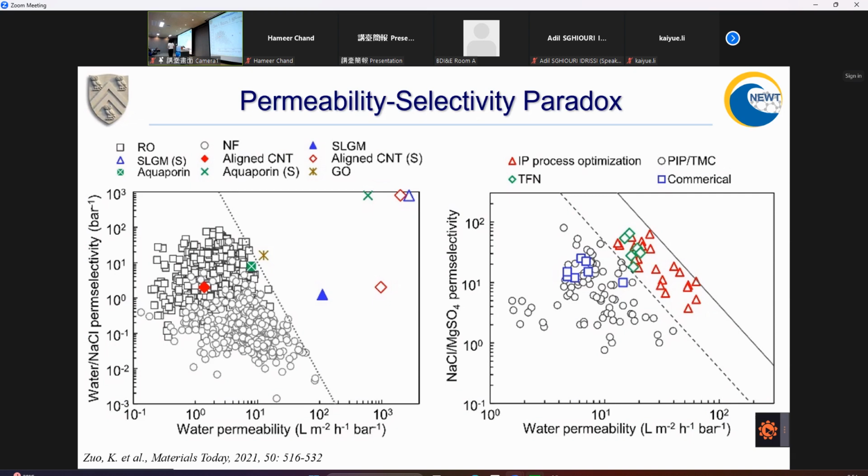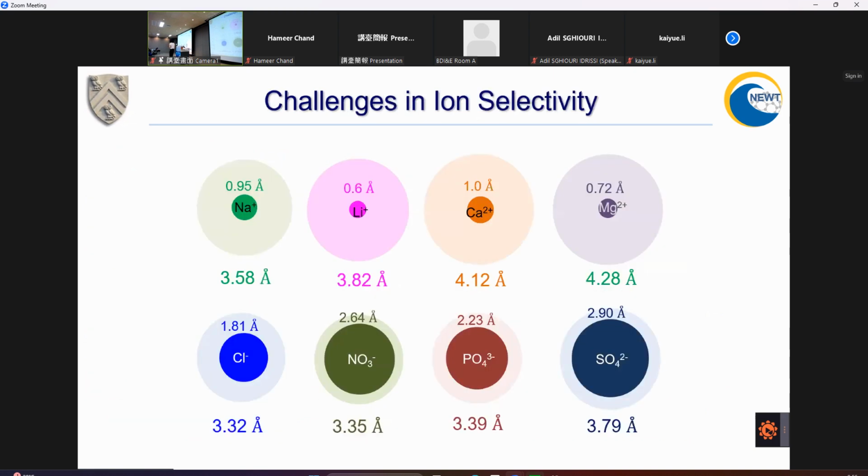Some of them are actually based on improvement of traditional synthesis methods. So there are ways to break through the performance upper limit here. Now, Professor Xiang mentioned the challenges in separating ions. Ions are a bit tricky. If you want a very precise separation between the different ions, there are ions that have similar charges and also very similar hydrated ion radius, especially the cations.